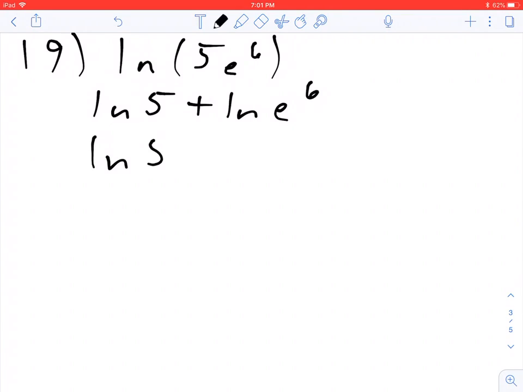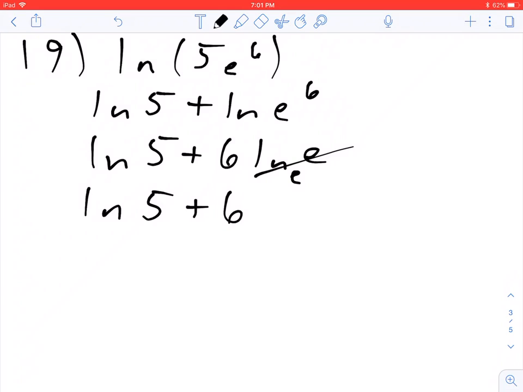Natural log of 5 is not going to change. Natural log of e to the 6th, the 6 is going to come down first, according to the power property. And then you can see we have natural log of e. That is exactly the same as log base 10 of 10 or log base 5 of 5. The natural log base is e, and it is matching the number that is being logged, which is e. So this cancels, goes away, and you're left with natural log of 5 plus 6.